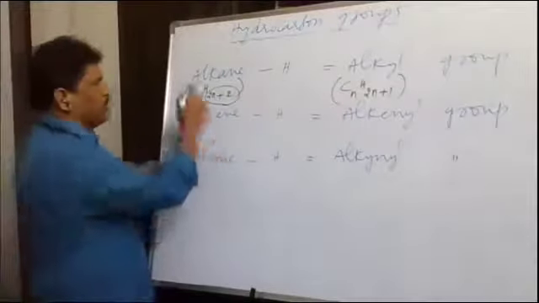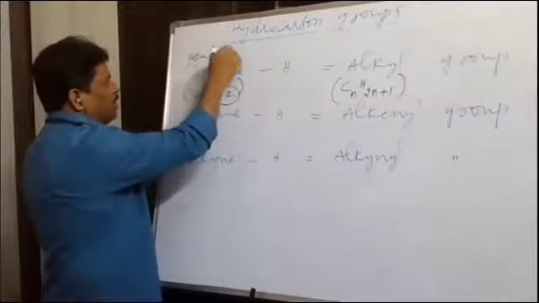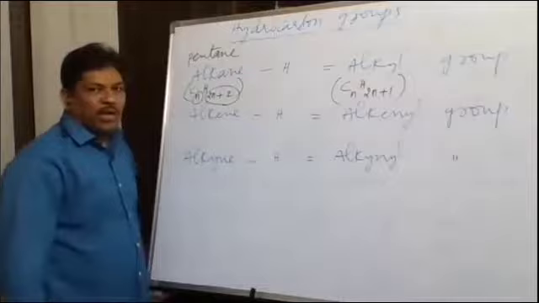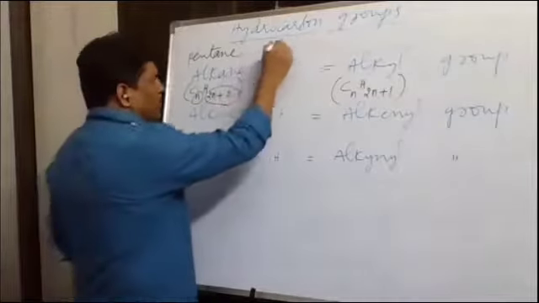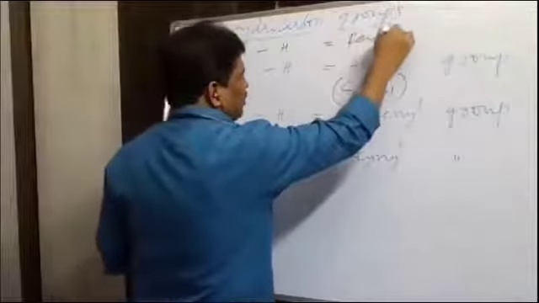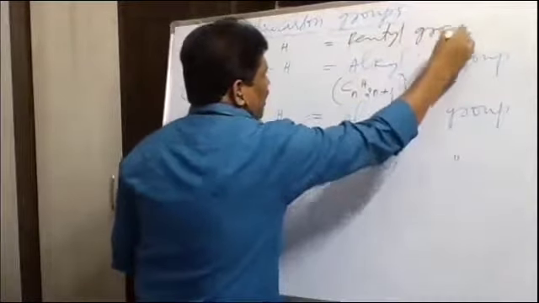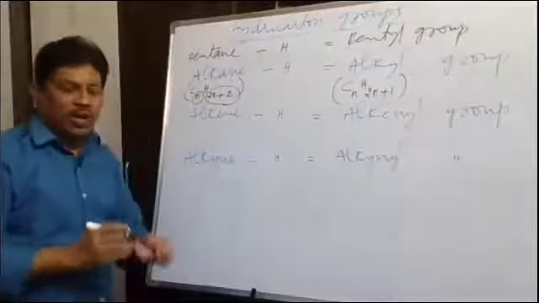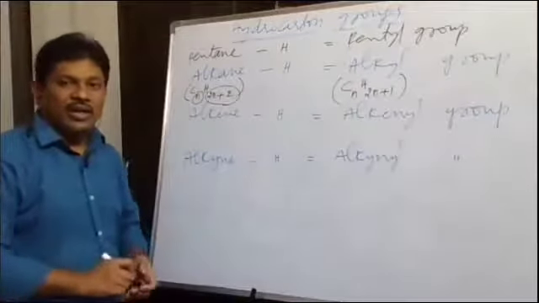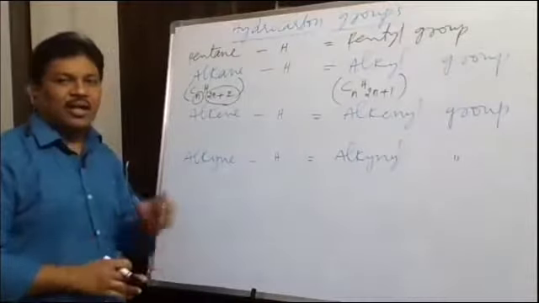For example, if you take pentane, from the pentane molecule, if you remove one hydrogen, we get a pentyl group. So pentyl is here called an alkyl group. In this way, when you remove a hydrogen atom from the molecule of an alkane, we get an alkyl group.